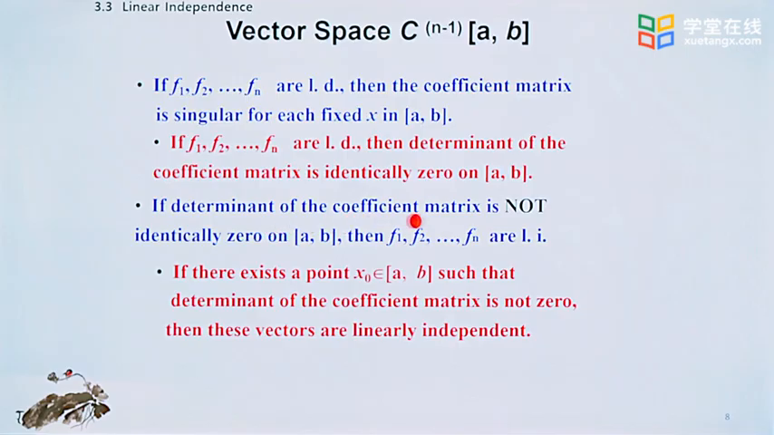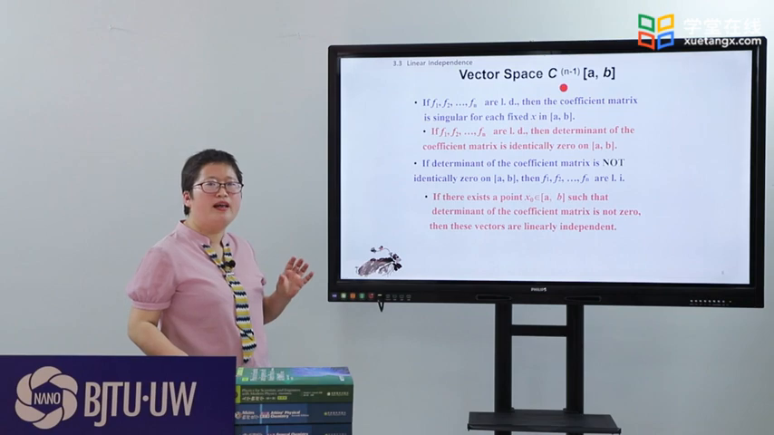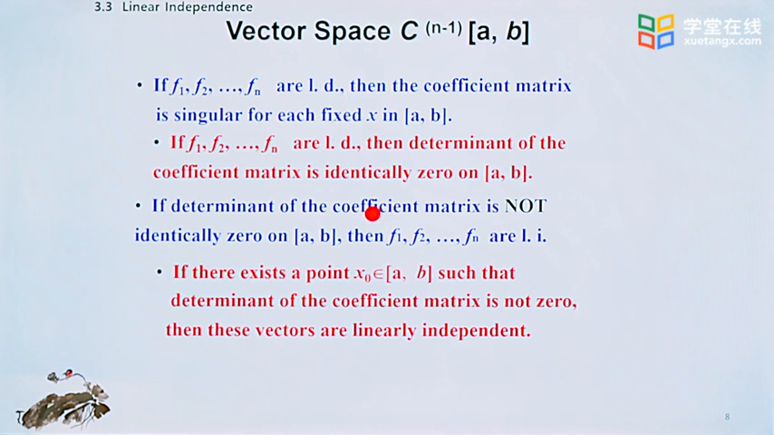If the determinant of the coefficient is not identically 0 on this closed interval, then you must have f1, f2 till fn linearly independent, right? If they are linearly dependent, the determinant must be identically 0 for any x on closed interval a to b. And as long as you find one special x0 such that the coefficient matrix is not 0, then the functions, the vectors in this vector space, they are linearly independent.